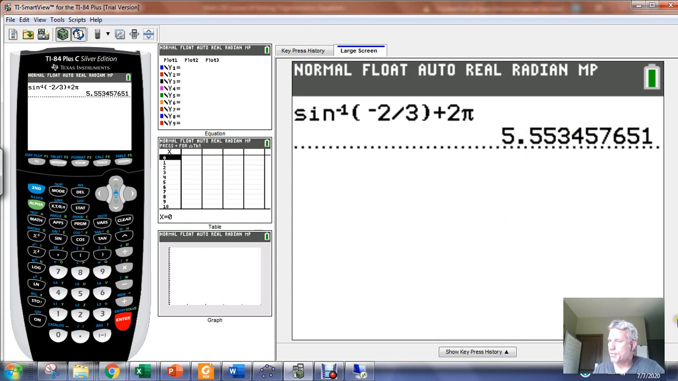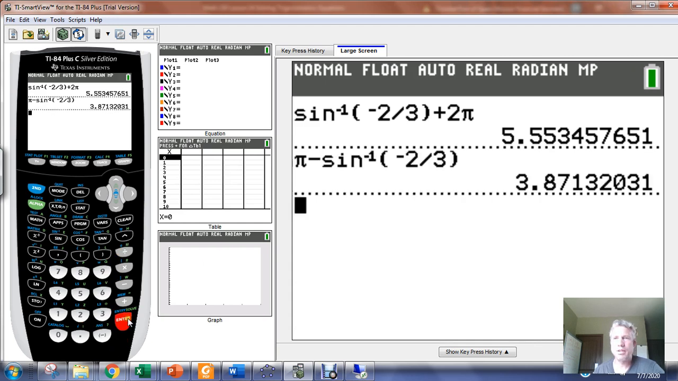radians. And for the other solution, the statement was pi minus the sine inverse of negative 2/3. So we would do that. To get the other solution, we go second pi minus second sine to get the sine inverse function. And it was negative 2 divided by 3, or negative 2/3. And we'd hit enter. And this gives us about 3.9 radians.